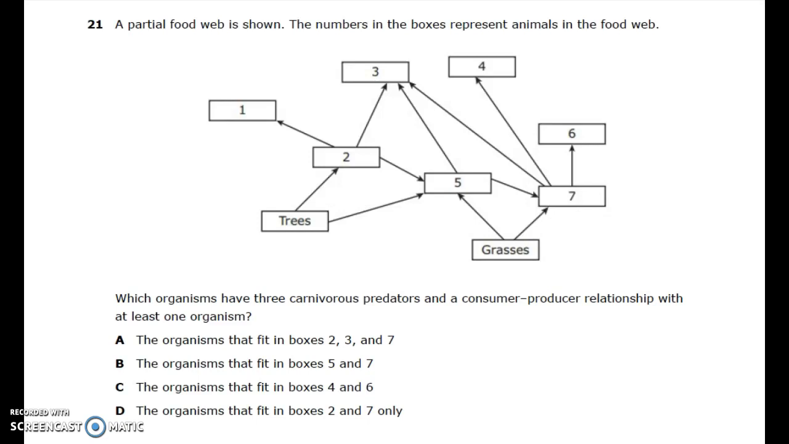Number 21. A partial food web is shown below. The numbers in the boxes represent animals in the food web. Which organisms have 3 carnivorous predators and a consumer-producer relationship with at least one organism? A. The organism that fits in boxes 2, 3, and 7. B. The organisms that fit in boxes 5 and 7. C. The organisms that fit in boxes 4 and 6. D. The organisms that fit in boxes 2 and 7 only.